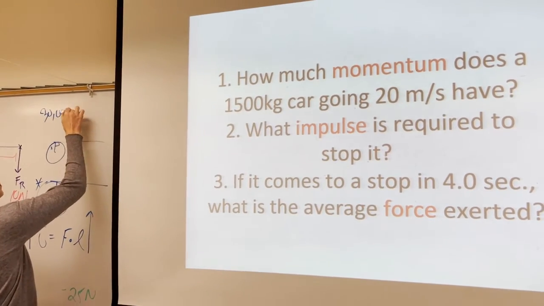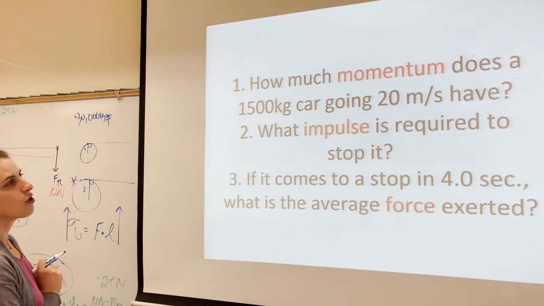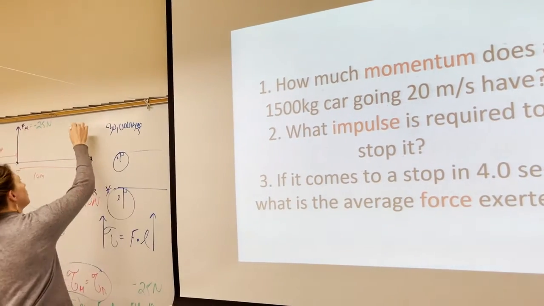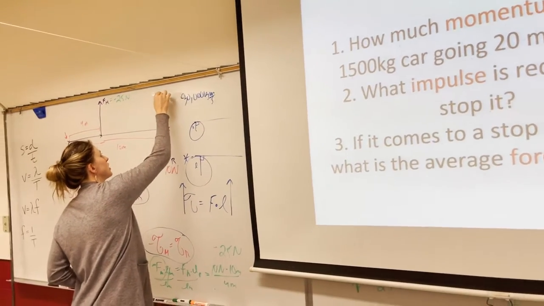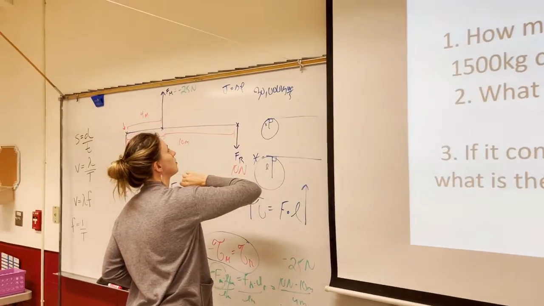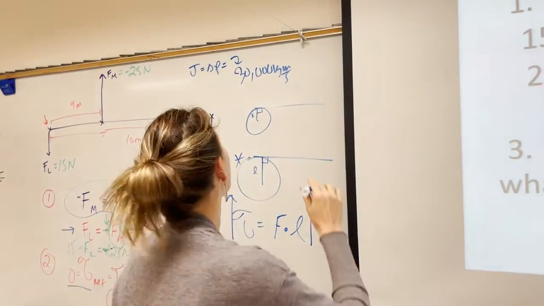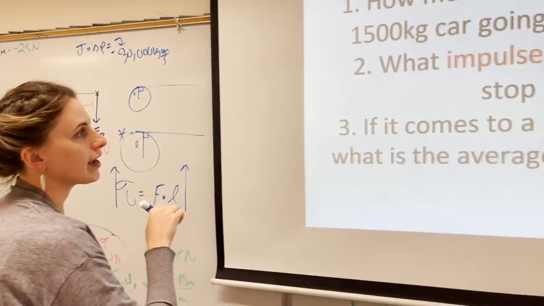30,000 kilogram meters per second, right? Okay, now I want to know what impulse is required to stop it. Well, does an impulse change momentum? Yeah, so it'd be equal to the change of momentum. So it's equal to that, except in the negative direction. Required to stop it.